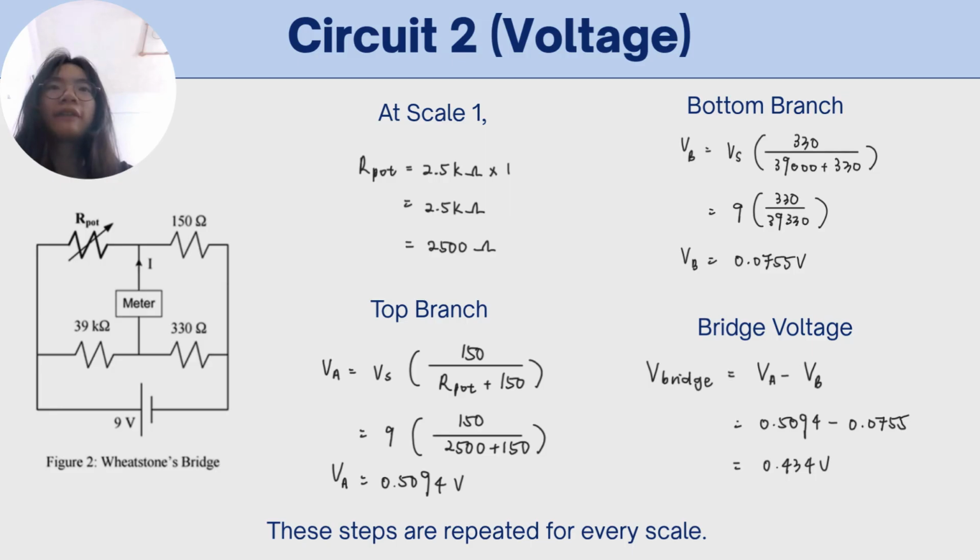For circuit 2, I first calculate voltage bridge. At scale 1, the output is equal to 2500 ohm. At top branch, which is VA, I got 0.5094 volt. Bottom branch, VB, 0.0755 volt. Bridge voltage is equal to VA minus VB. I got 0.434 volt. And these steps are repeated for each scale, from 2 to 10.